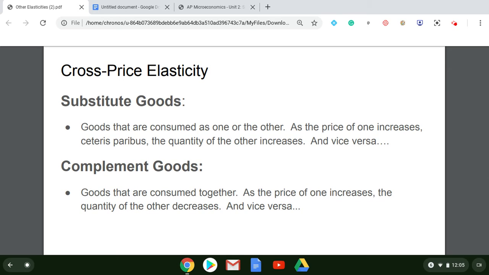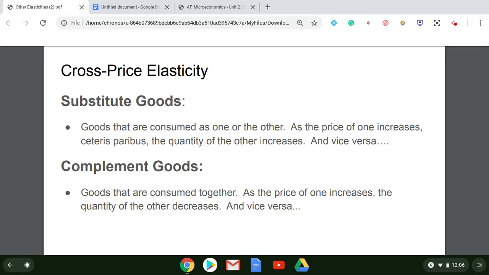Let's get on to the cross price elasticity. We use this to determine how goods are related to each other and whether they're substitute goods or complement goods. I didn't write down here no relation, but we could also figure that out too. And we'll talk about that anyway.